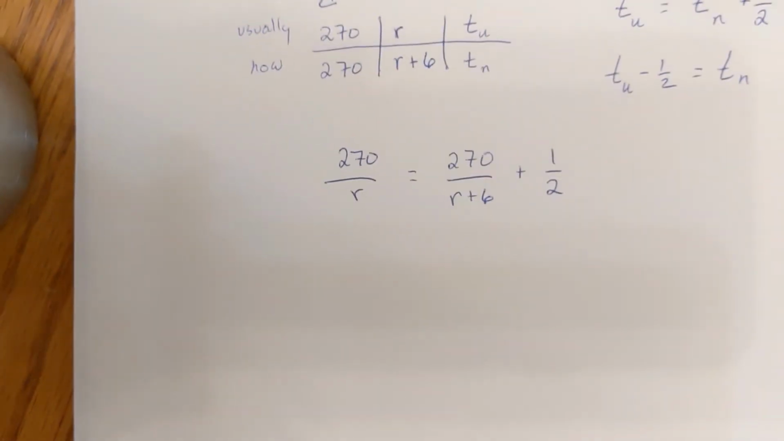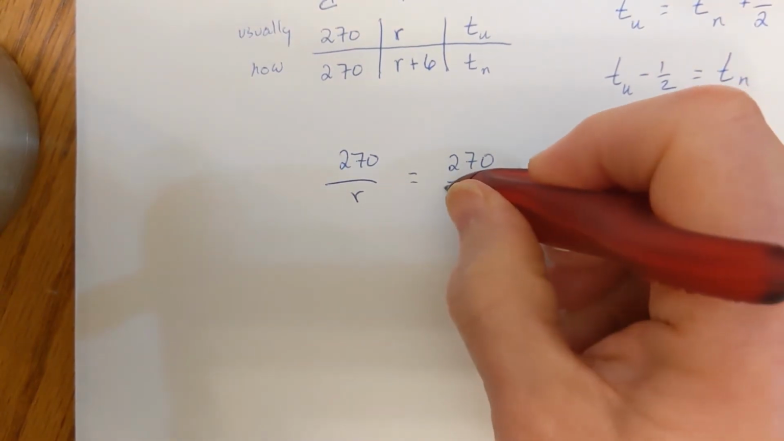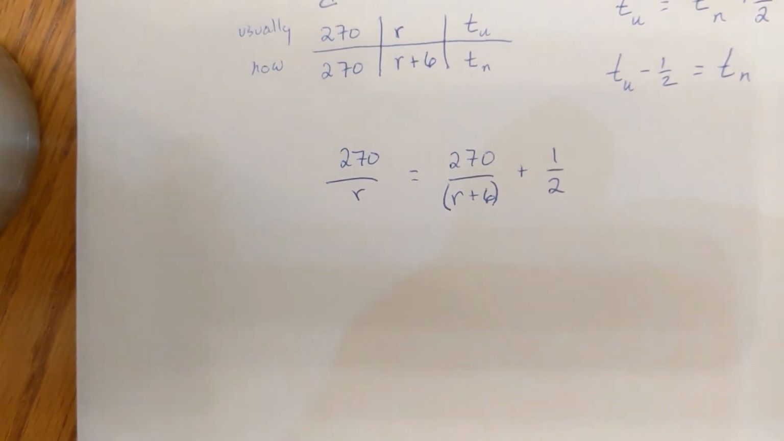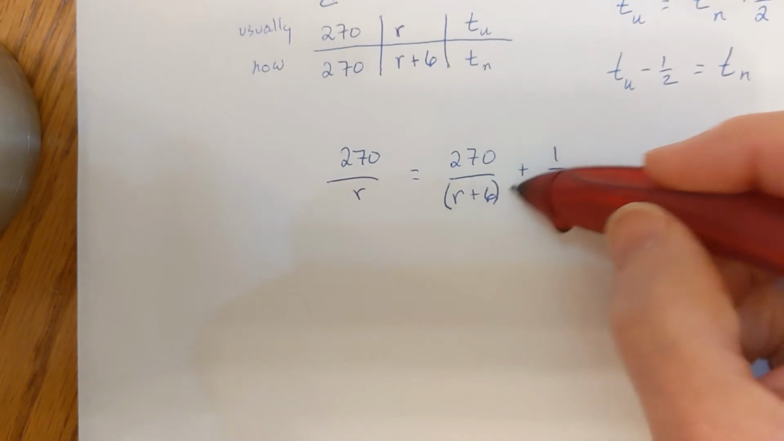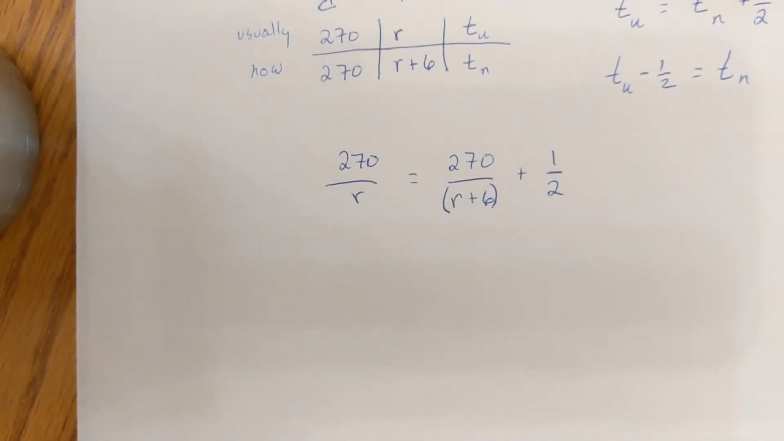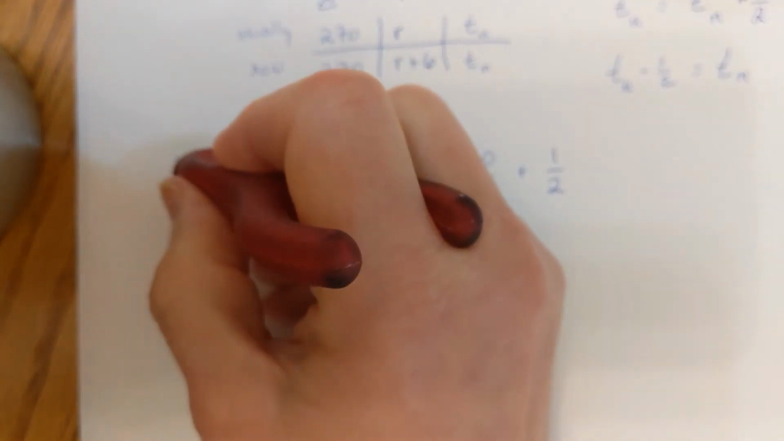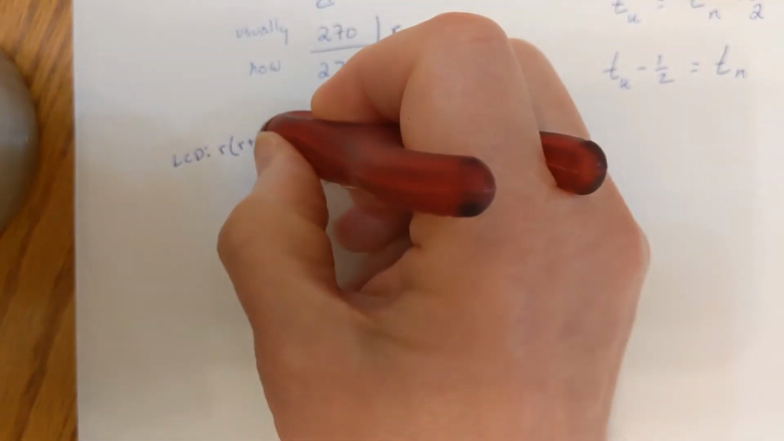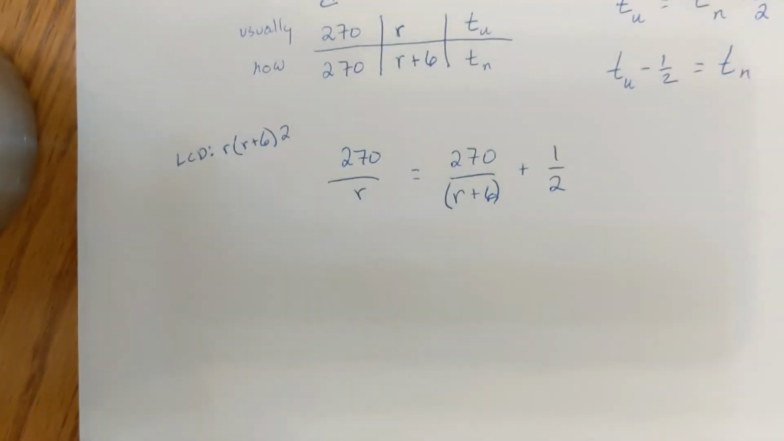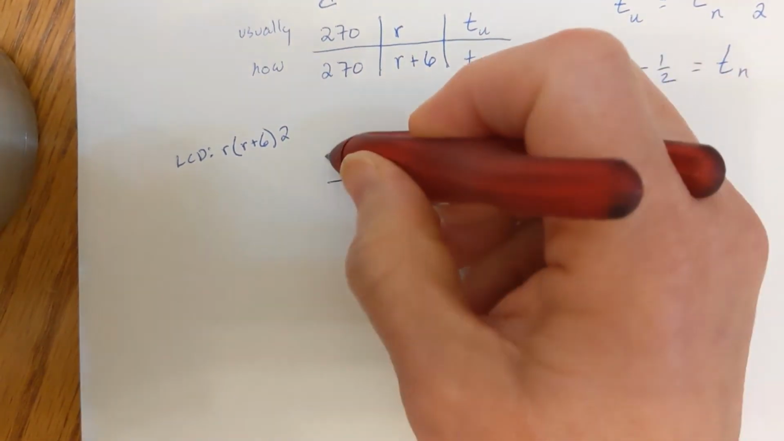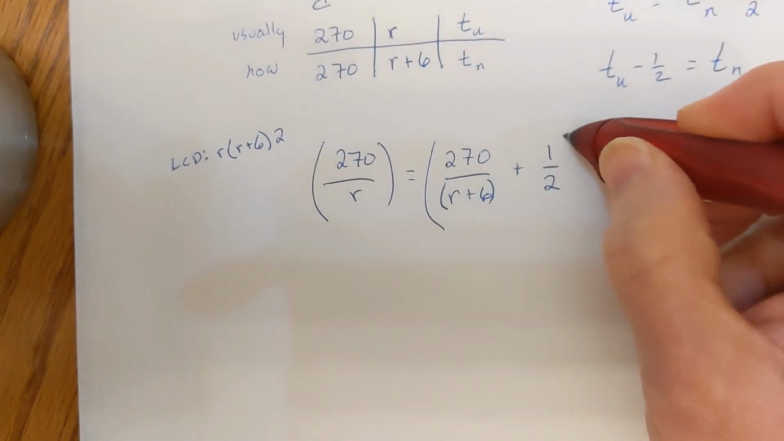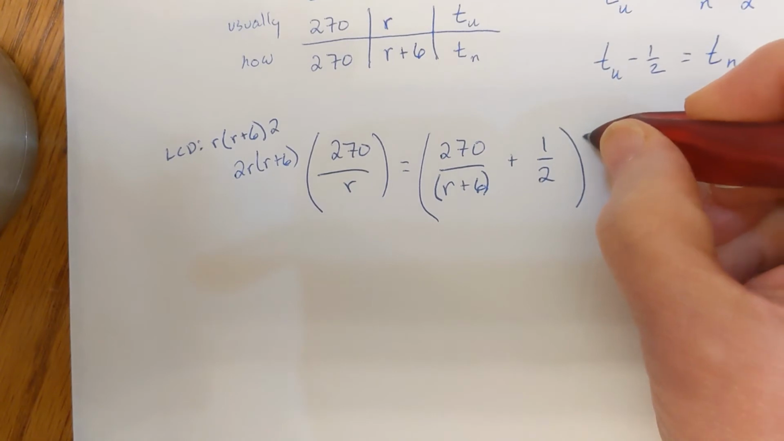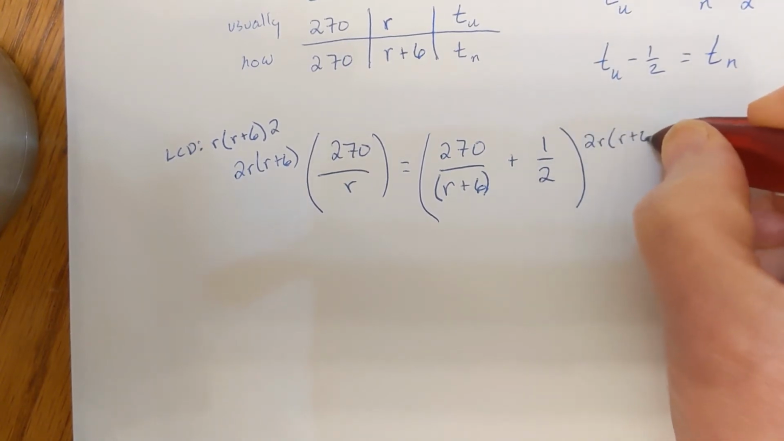I've got to make sure I have my least common denominator. Every denominator is already prime. It's already as factored as it can be. I put R plus 6 in parentheses to make sure that I keep it together. My least common denominator is R times R plus 6 times 2. So I'm going to multiply both sides of the equation by my least common denominator. 2R times R plus 6 and 2R times R plus 6.